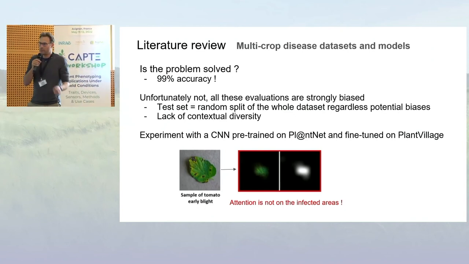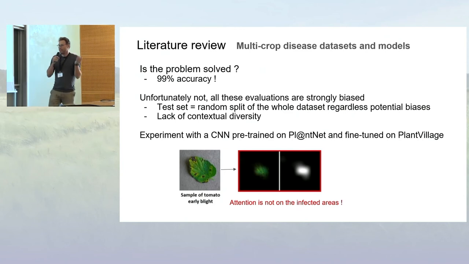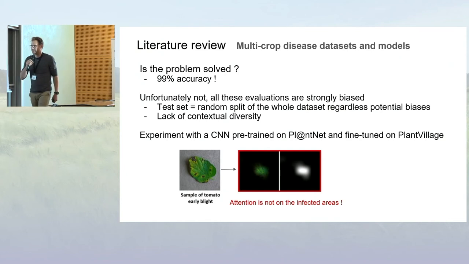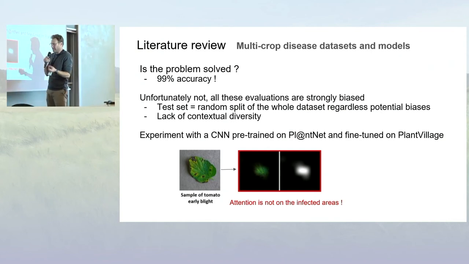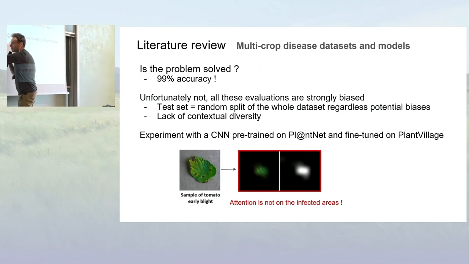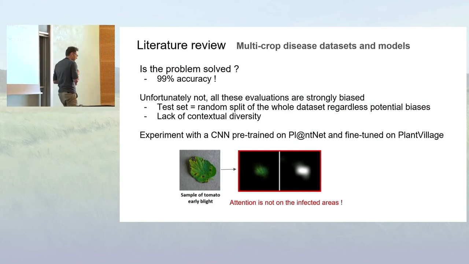You can also look at what the network sees by looking at the activations of the neurons and plotting that on your image. You can see that often the attention is not on the infected areas. That means that the network is learning something else. Here it's rather the venations, but sometimes it's the background or it can be a lot of things.